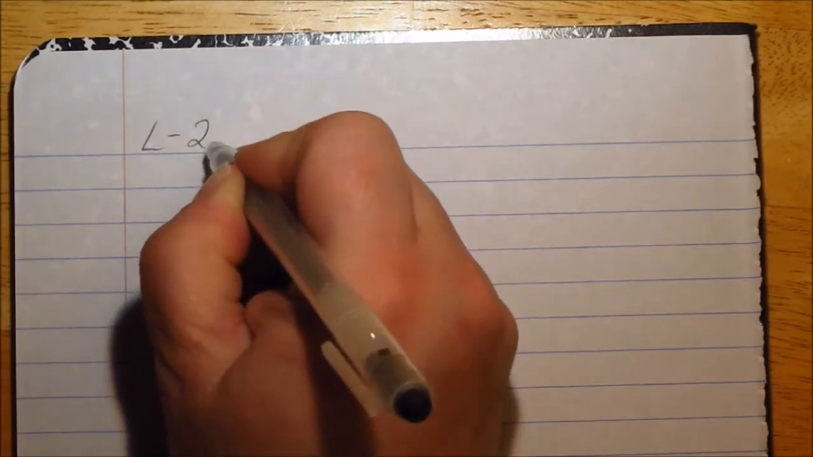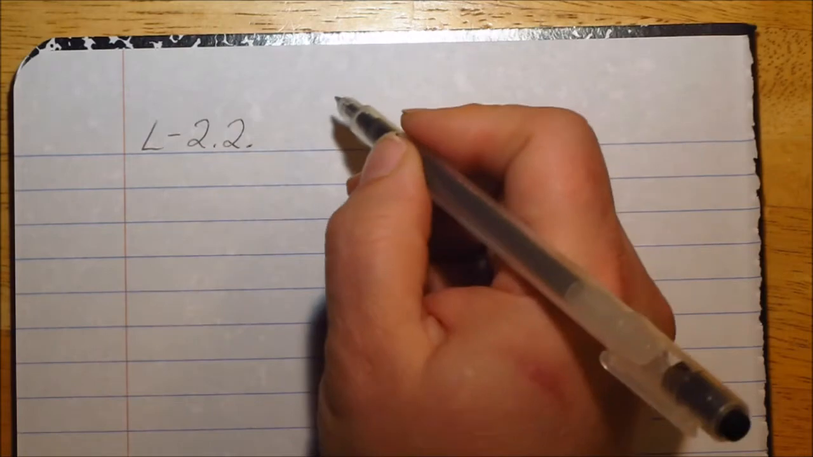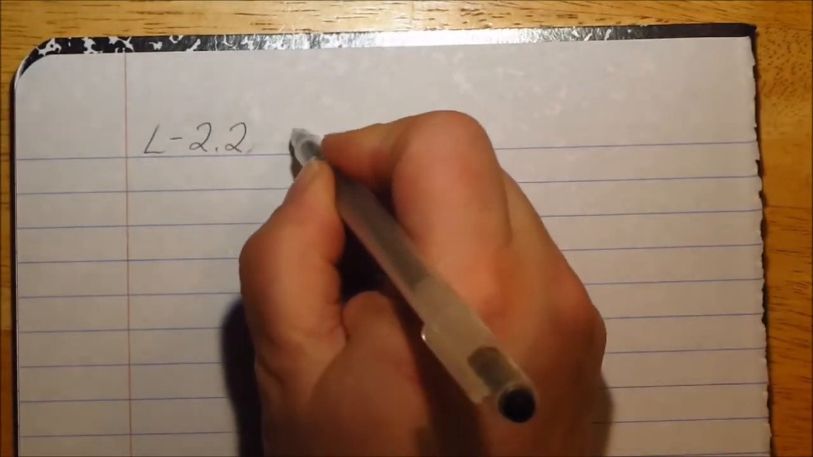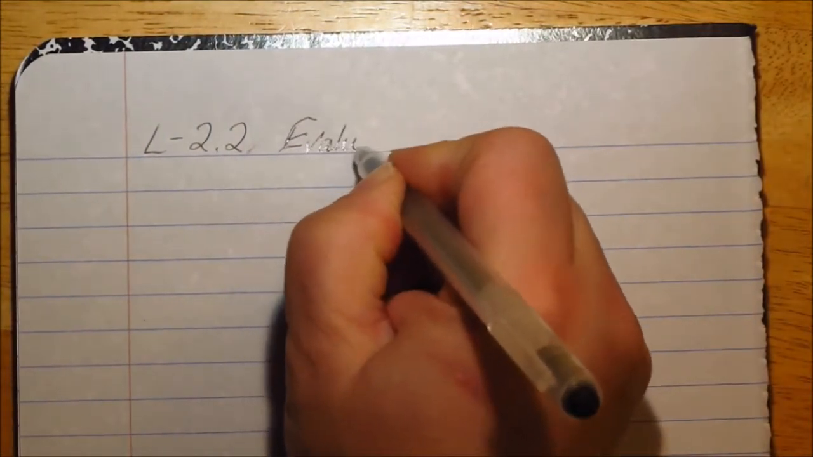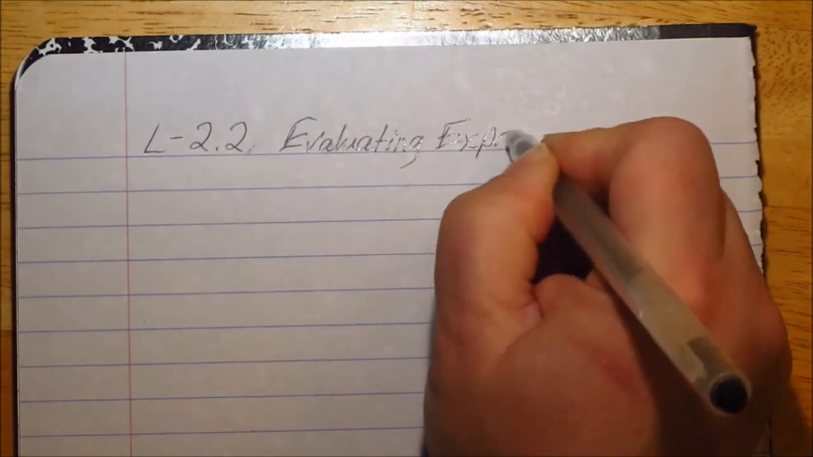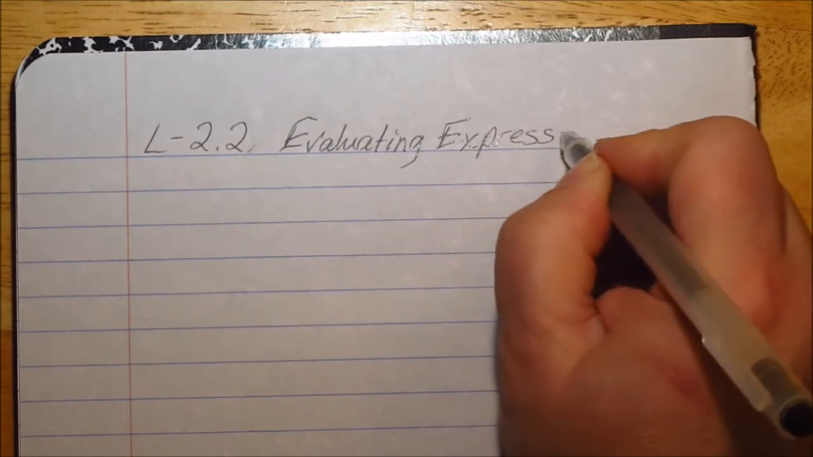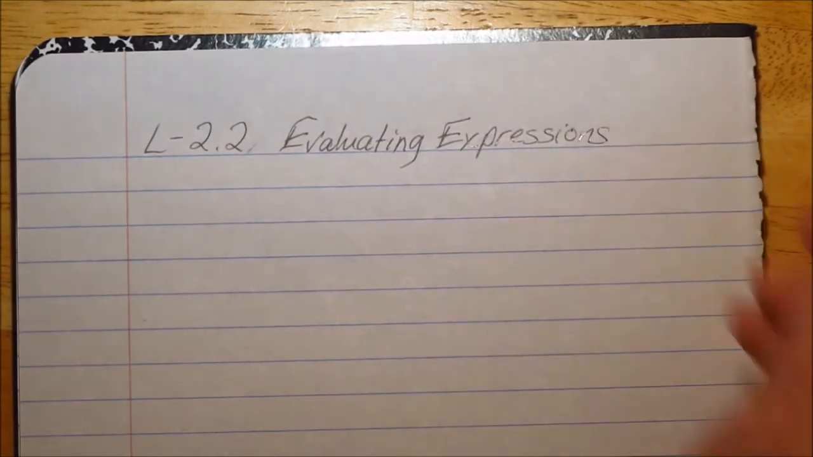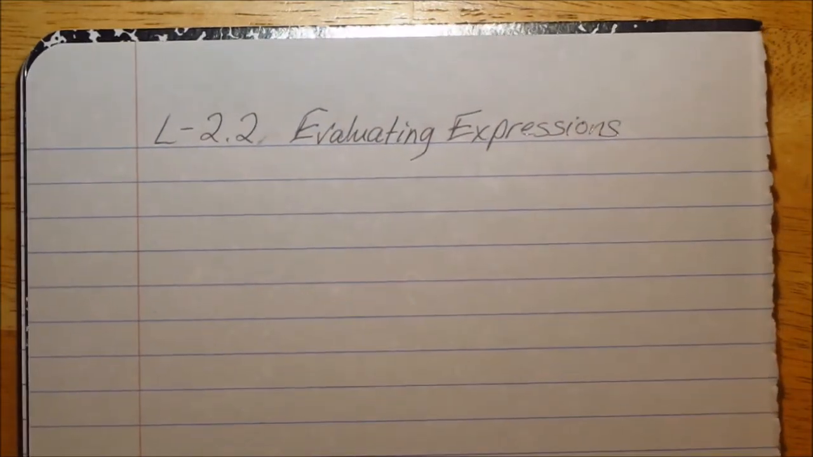This is lesson 2.2 out of the Introduction to Algebra book. Lesson 2.2 is evaluating expressions. This is where we begin to actually plug in values for variables and come up with answers. So, evaluating expressions. We talked in lesson 2.1 about what algebraic expressions are, and now we're going to be working with them.